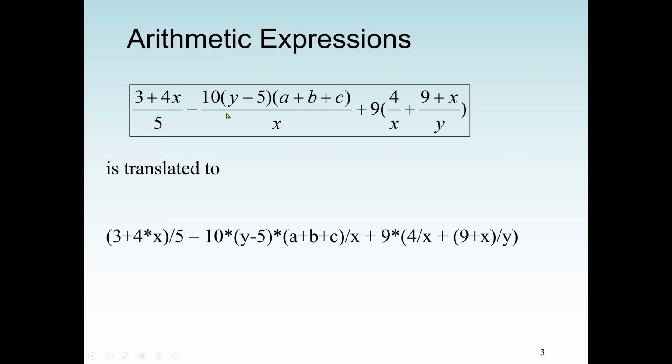But in Java, we always have to specify the arithmetic operation. If it's addition, we have to write it. If it's multiplication, we still need to write it. So when we look at 10 times y minus 5, in Java we have 10 times, which is the asterisk again, y minus 5.